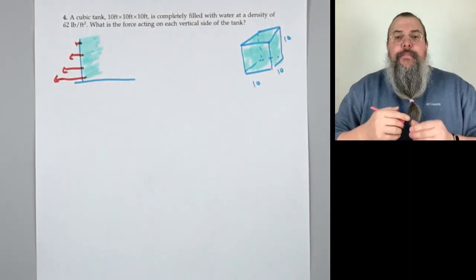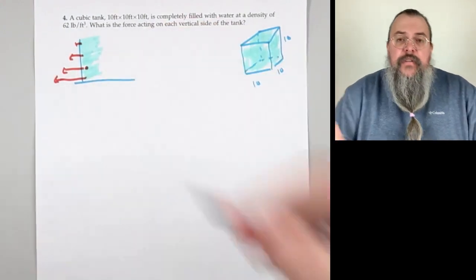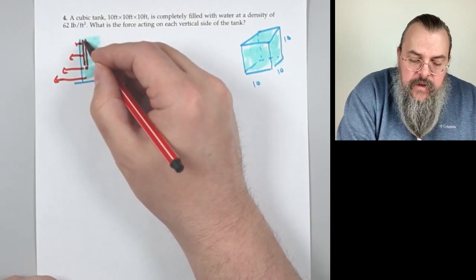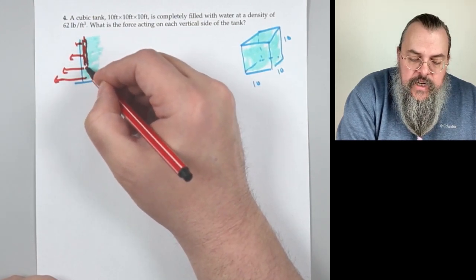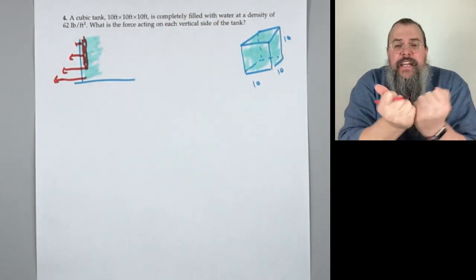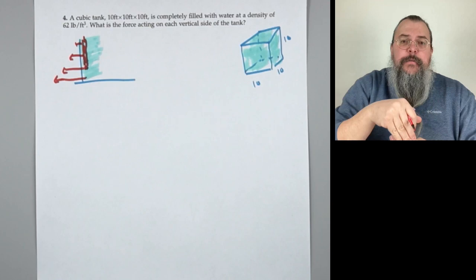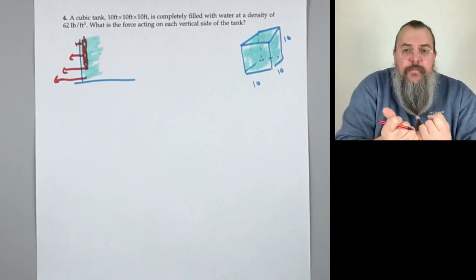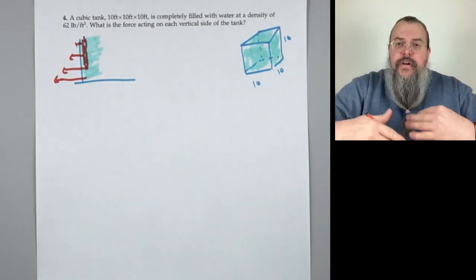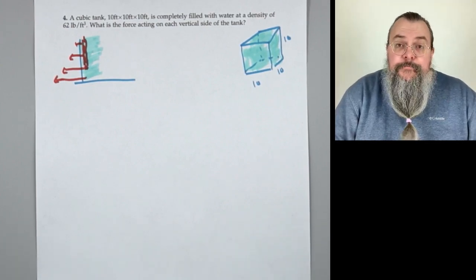Now, why does it go up? The key here is that at a certain depth, there's water pushing out, and the reason it pushes out is that all the water on top of this is pushing down. So this water says, I have everything pushing down on top of me, I want to try to get out. So it's pushing out. The further down you go, the higher the column of water pushing from above, and so the more it pushes against the side. So as you get deeper, the amount of pressure against the side, which relates to the force, goes up.